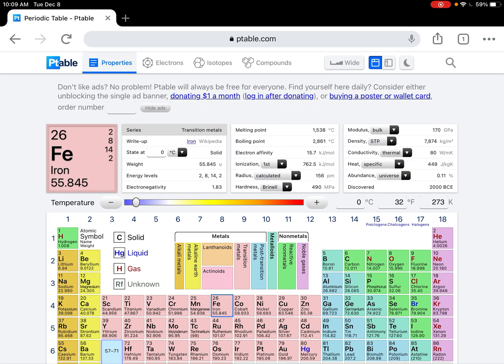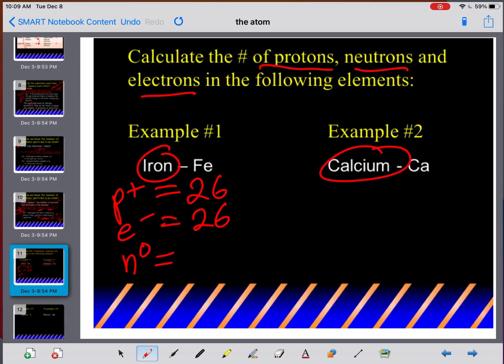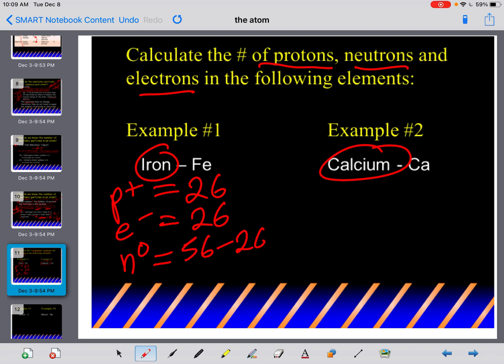For neutrons, I'm going to use the rounded atomic mass, which is 56. 56 minus 26 gives me 30 neutrons. Notice the number of neutrons does not have to equal the number of protons and electrons, because the number of neutrons has no impact on the charges. The only thing the neutrons will impact is how heavy the atom is.